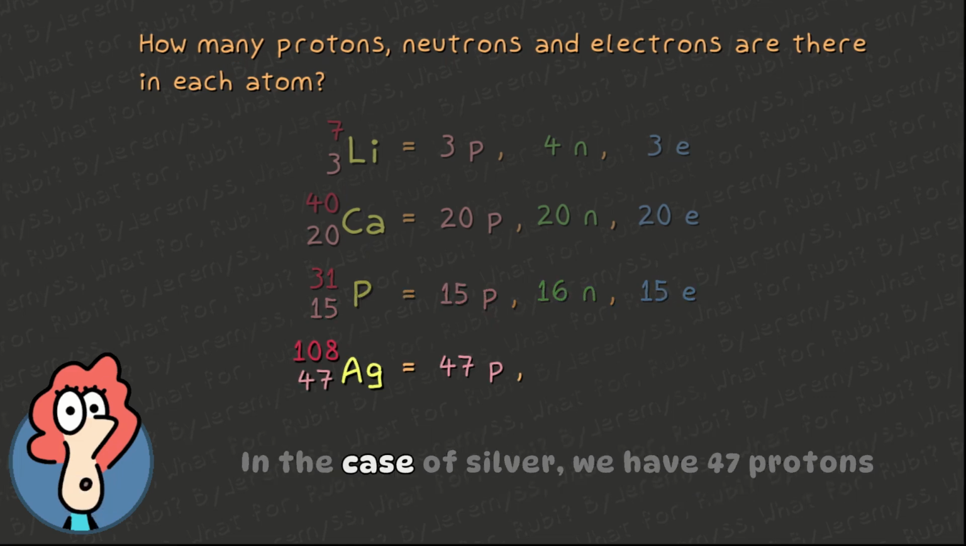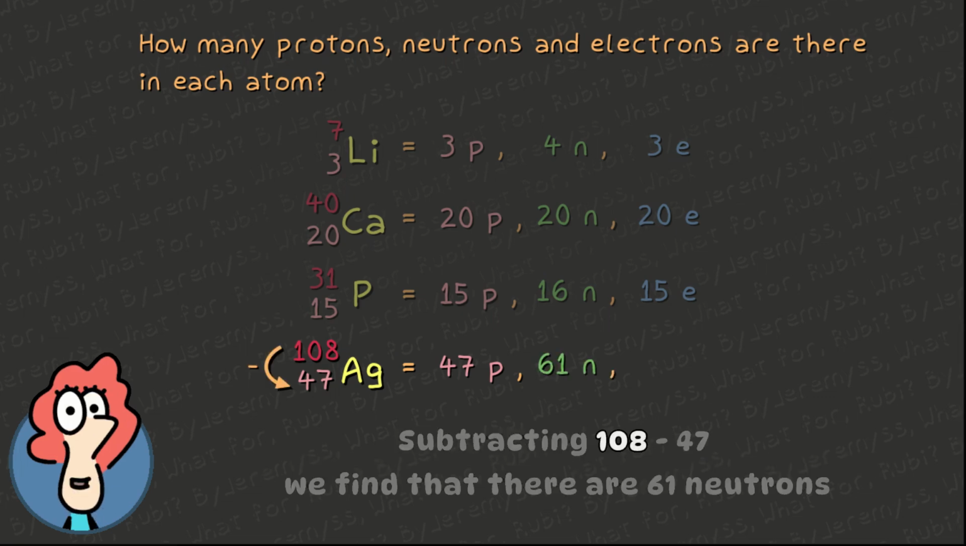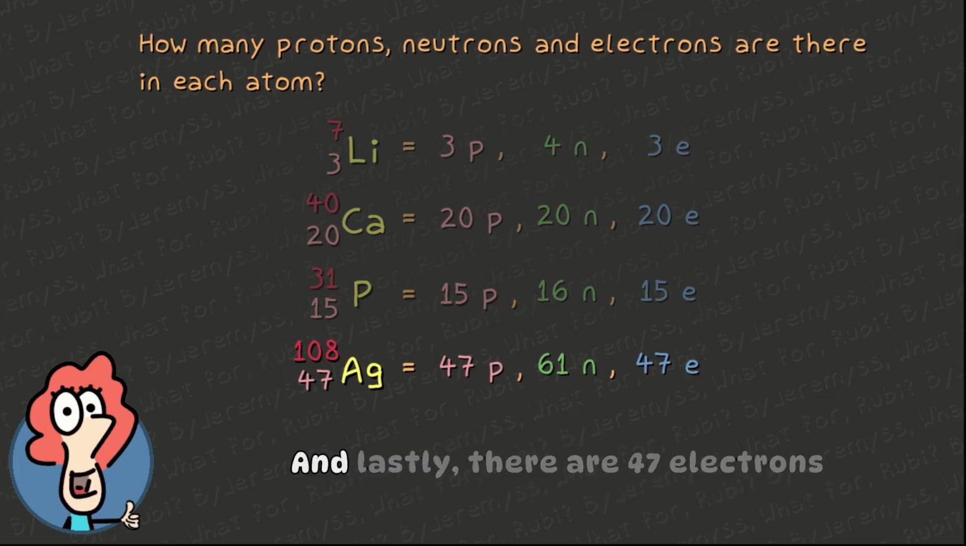In the case of silver, we have 47 protons. Subtracting 108 minus 47, we find that there are 61 neutrons. And lastly, there are 47 electrons.